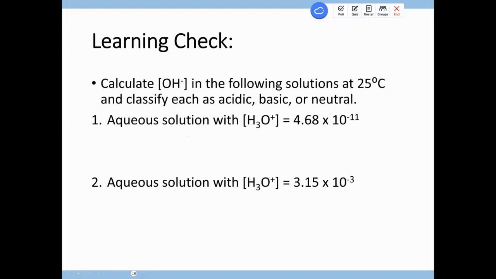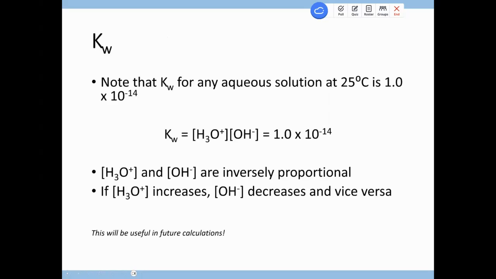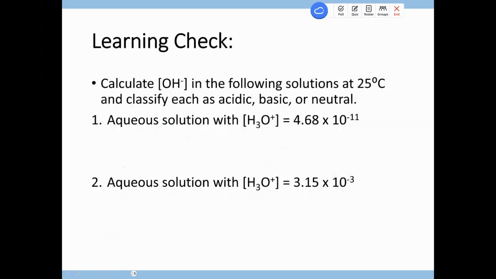Okay, so with that in mind, let's do these calculations. We have two aqueous solutions at 25 degrees Celsius. Each one has different concentrations of H3O+. So the first one, 4.68 times 10 to the negative 11, is different than 1.0 times 10 to the negative 7, right? So we have a lower concentration of H3O+. That means OH- concentration will differ. So using the equation on the previous slide, calculate the OH- concentration in these two solutions.